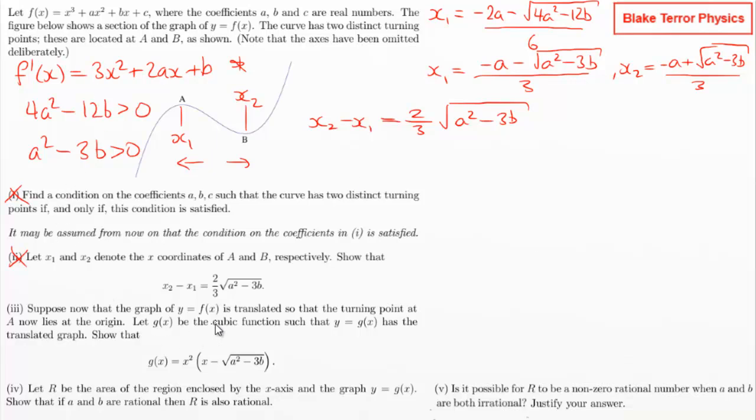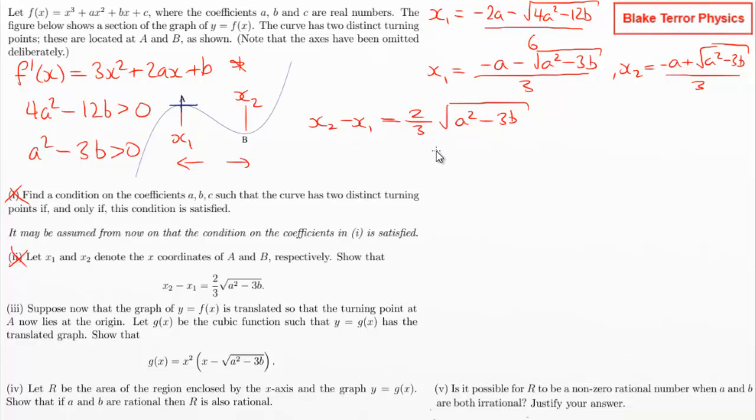Suppose now that the graph is translated as expected, so that the turning point at A now lies at the origin. Right, so we've got the origin is here. Let g of x be the cubic function such that y equals g of x has the translated graph. Show that g of x is that. So we need to show now what g of x is.